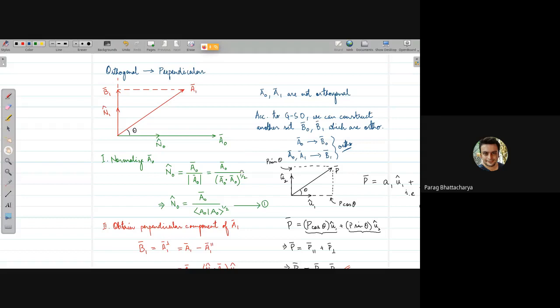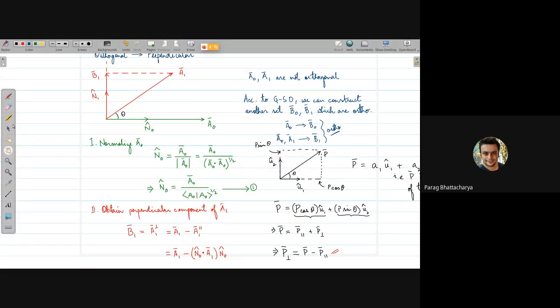Now suppose we want one more vector, which we want to be perpendicular to both n0 and n1. But let's say we have another vector like this, which is not perpendicular to both n0 and n1. Let's call this vector a2.